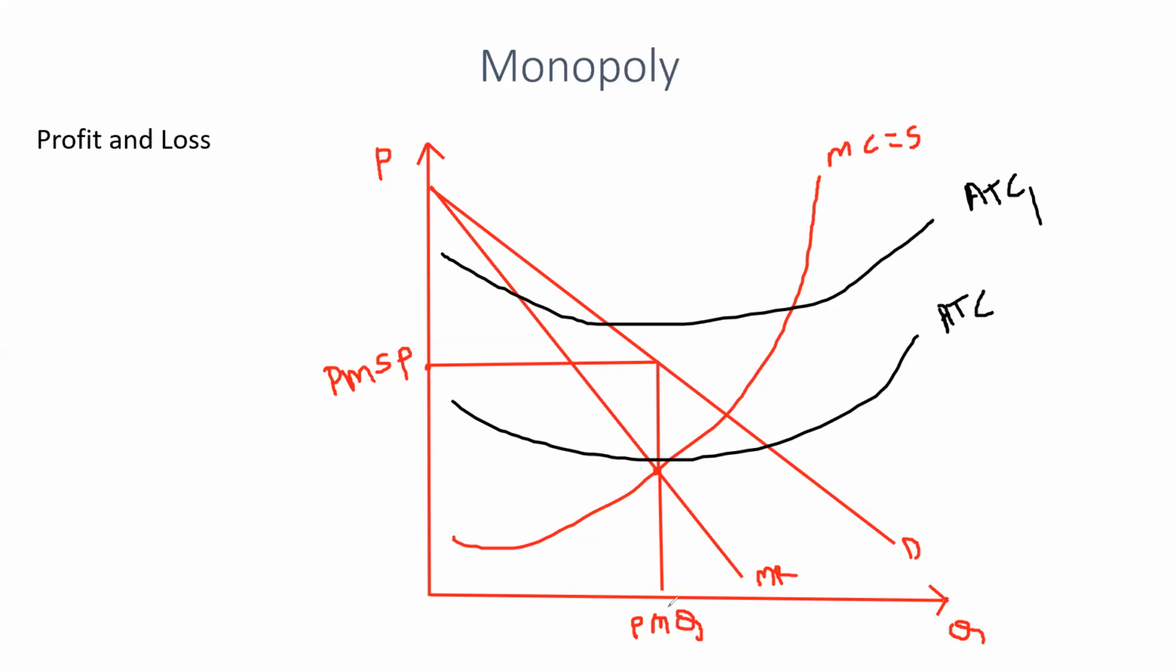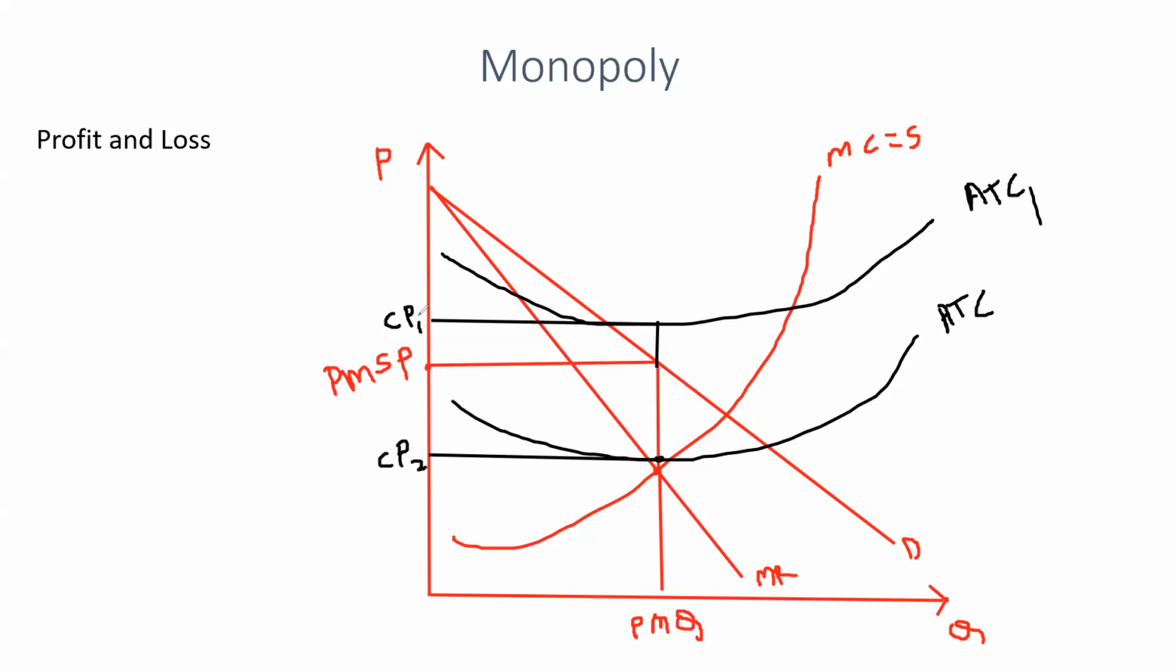So the quantity remains the same, but ATC will tell us the cost price. So let's extend this up to the ATC. And we understand for scenario 1, this is the cost price. For scenario 2, this is where ATC meets the profit maximizing output. Hence, for the second scenario, this becomes the cost price. So in the first situation, let's call it 1 and 2.